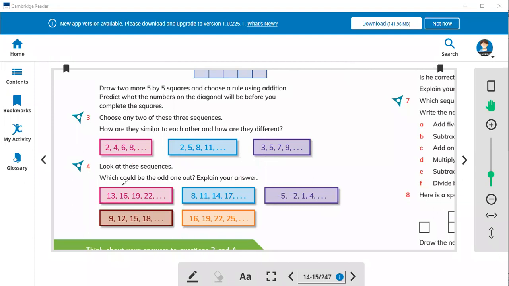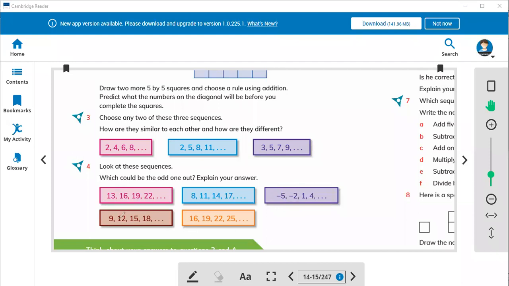Same thing is here. Which could be the odd one out? Odd one out means different, looking different. Like 13 plus 3, 16. 8 plus 3, 11. Minus 5 plus 3, minus 2, then 1.